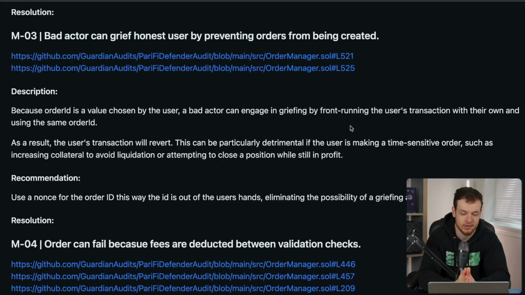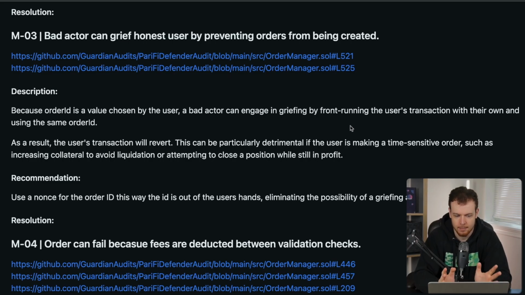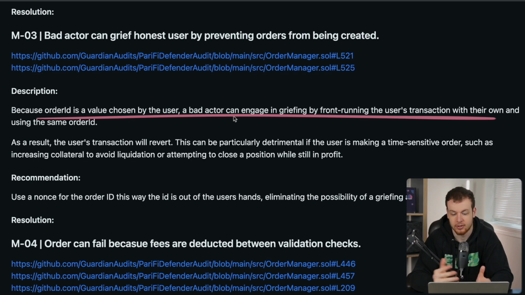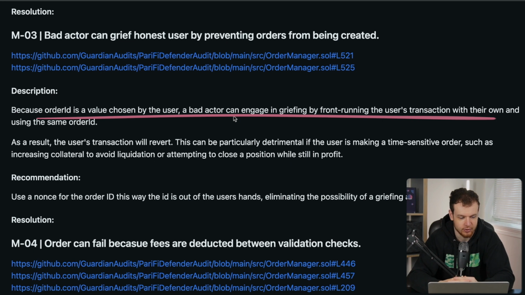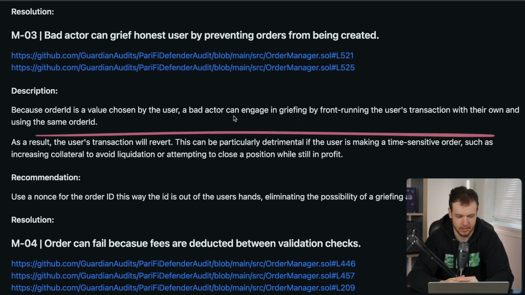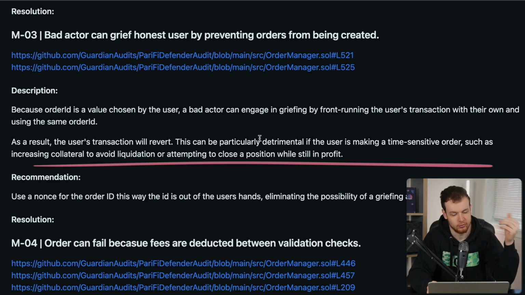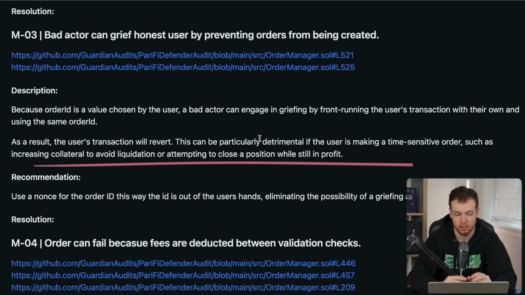Okay, now we have a second front-running related finding. This is a good medium finding. And the description is basically because order ID is a value chosen by the user, a bad actor can basically grief them by front-running the user's transaction with their own transaction and using the same order ID. And this will cause the user's transaction to revert, and it could be particularly detrimental if the user had a time-sensitive order and they really needed to increase their collateral to avoid liquidation or something like this.